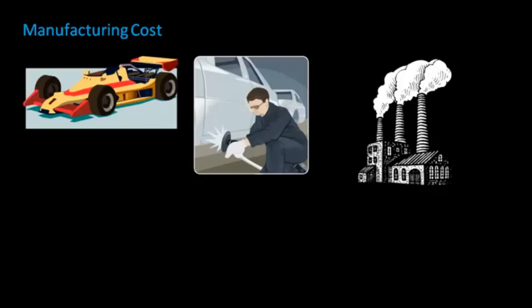Alright, we've talked briefly about allocating overhead cost to inventory, but I want to expand a little bit on that and go into a little bit more detail of how that allocation is actually done. So let's say that we want to produce this race car.